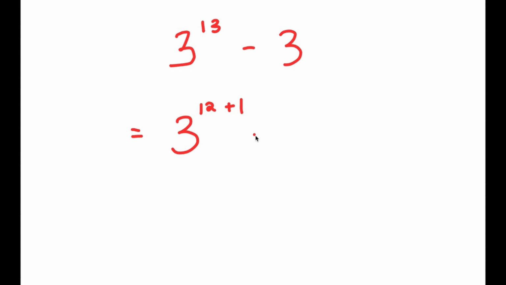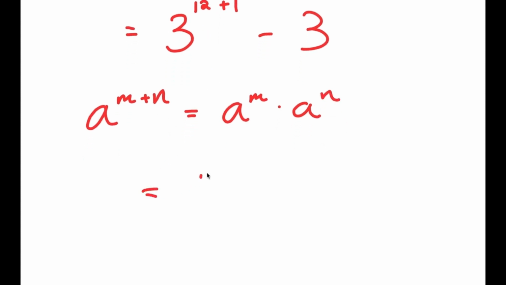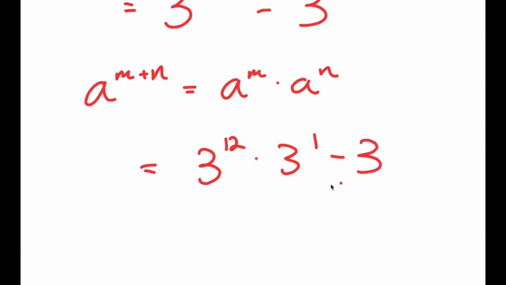Alright, so in this video, I'm going to solve the problem 3 to the power of 13 minus 3. To solve this, I'm going to first start by rewriting this as 3 to the power of 12 plus 1, minus 3. Now if I have something in the form a to the power of m plus n, this is equal to a to the power of m times a to the power of n. So I get 3 to the power of 12 times 3 to the power of 1 minus 3.